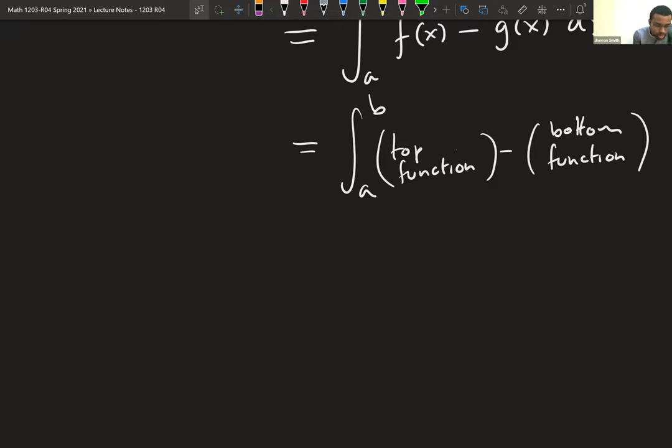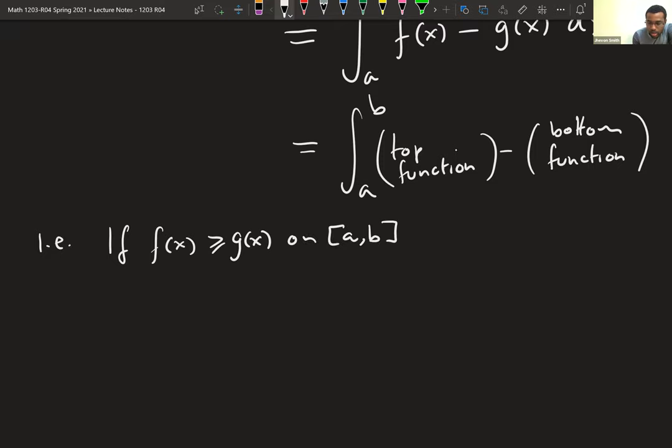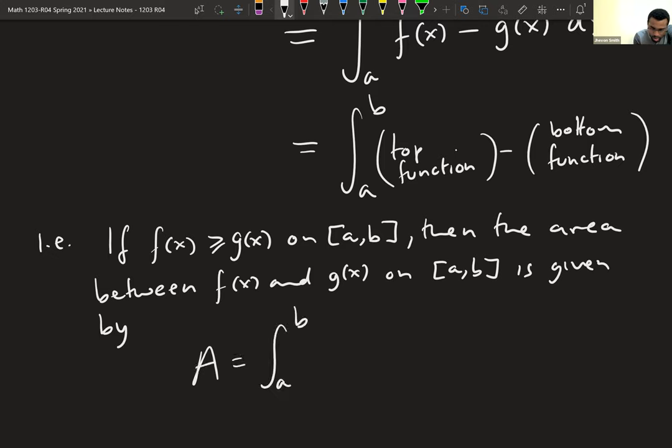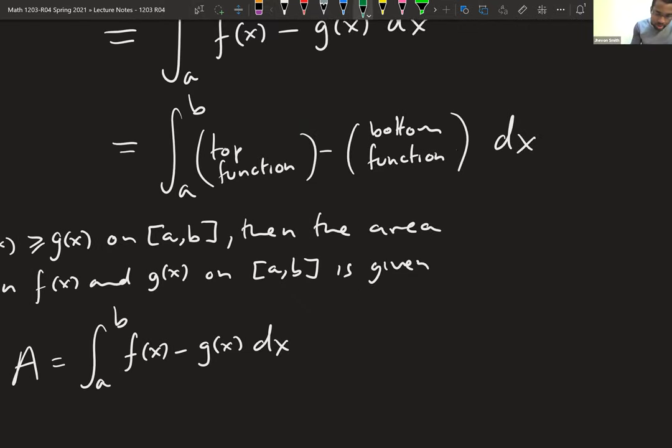So i.e., if f of x is greater than or equal to g of x on AB, then the area between f of x and g of x on AB is given by the bigger guy minus the smaller guy. Right? But intuitively, conceptually, that's the main idea.